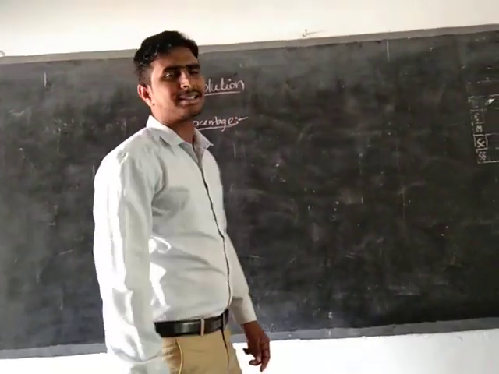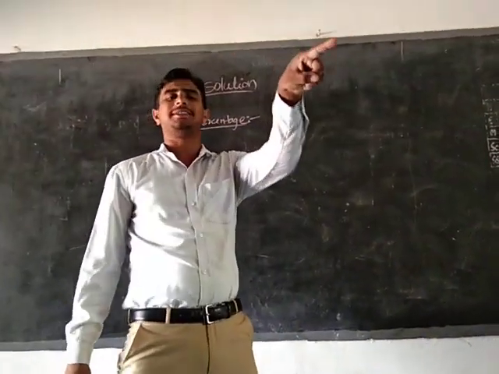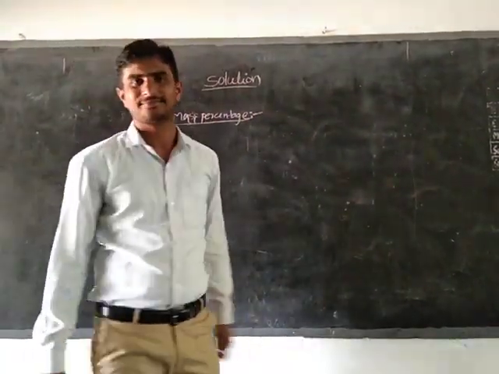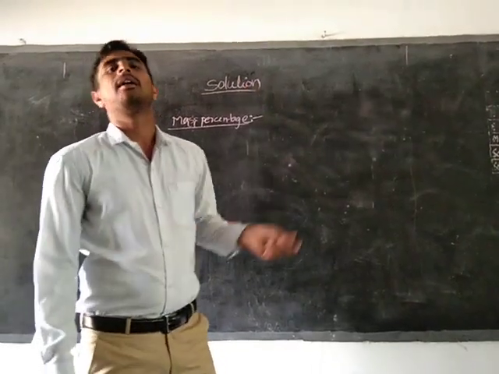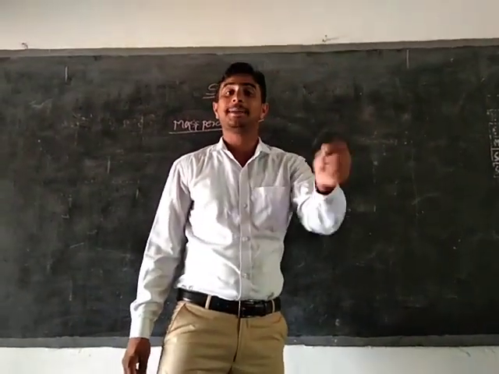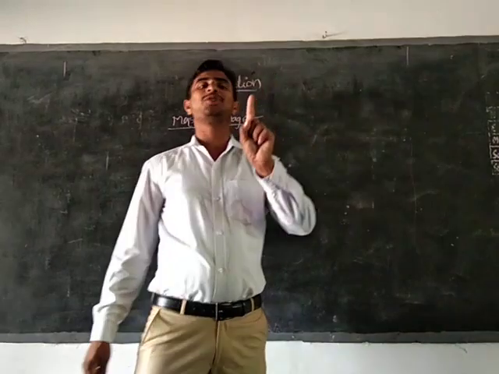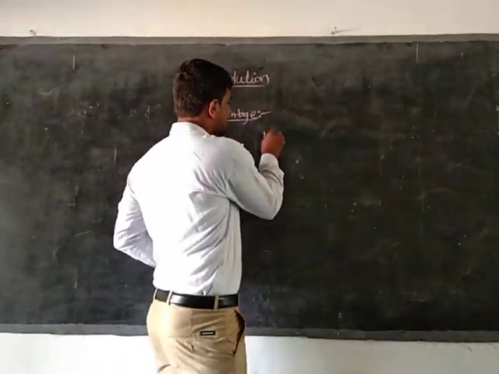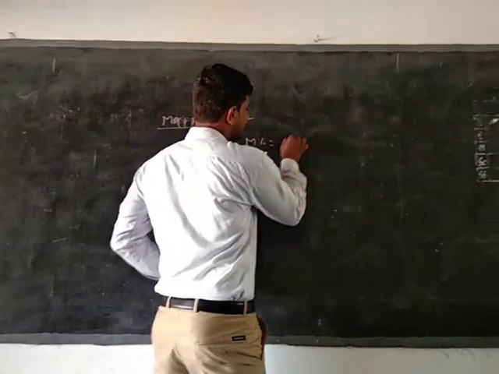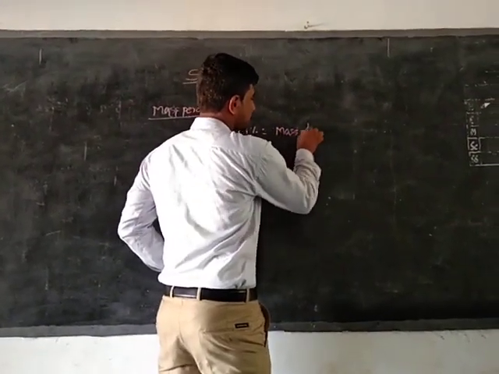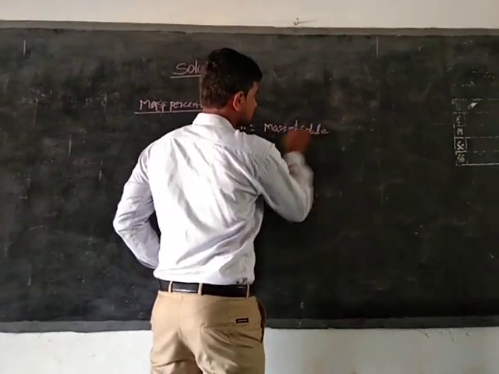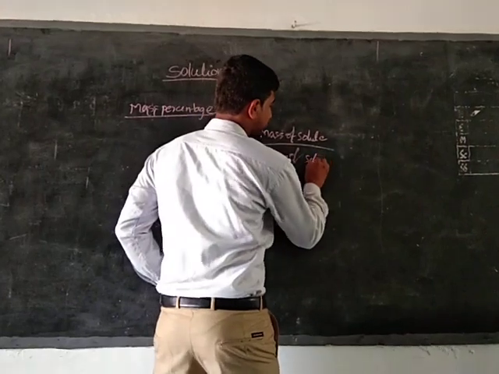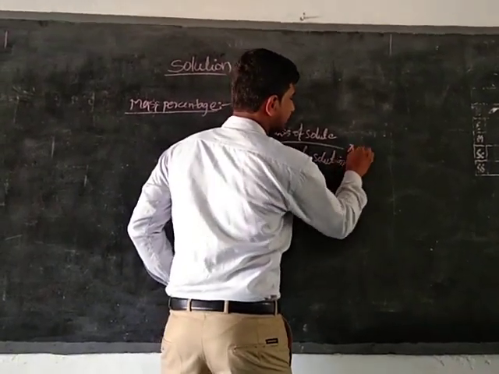What is the mass percentage? Mass of solute present in 100 grams of the solution is called mass percentage. It's defined as mass of solute present in 100 grams of the solution. Mass percentage equals mass of solute by mass of solution into 100.